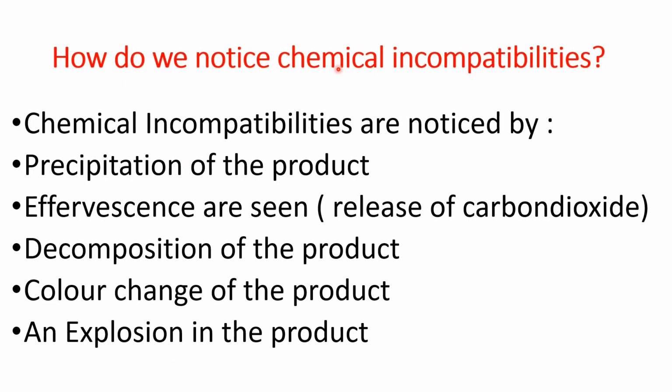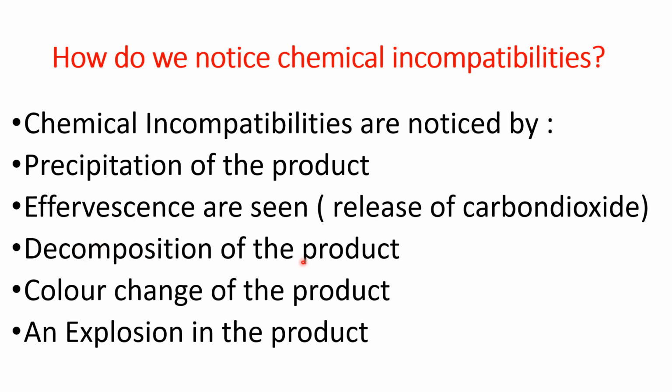Now, how do we notice the chemical incompatibility? How do you observe that there is a chemical incompatibility? Chemical incompatibilities are noticed by a change in the product. What are the changes you observe? Number one, a precipitation of the product is seen. Maybe a white colored product is formed or a yellow colored product. Any precipitate is formed. Or there may be some effervescence seen in the product. Effervescence is nothing but release of carbon dioxide.